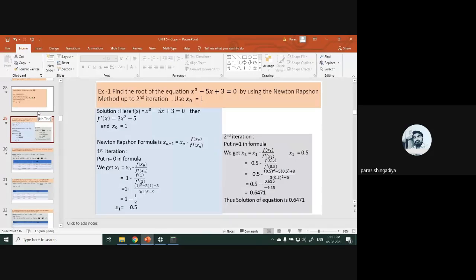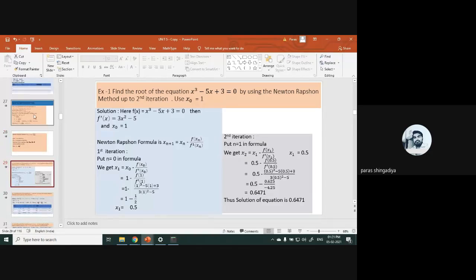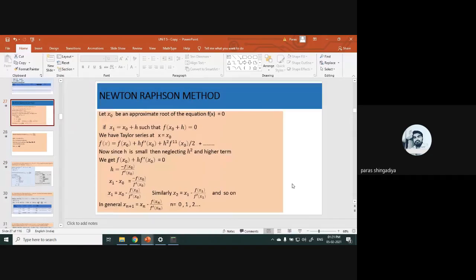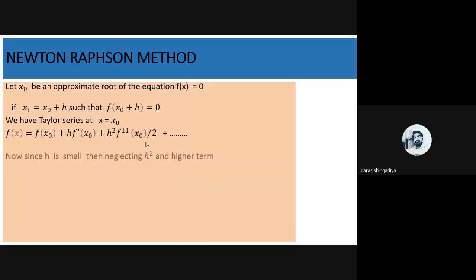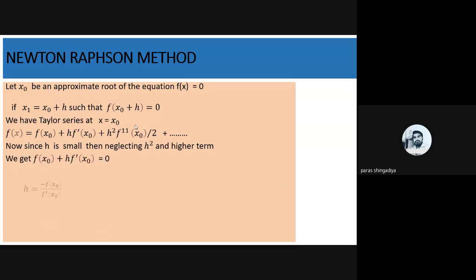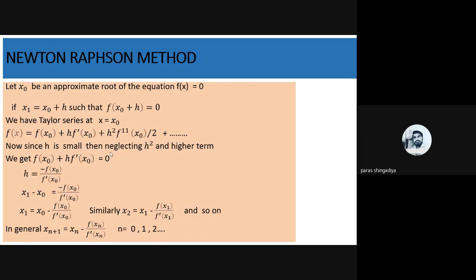In last lecture, we had discussed the method of Newton-Raphson and its procedure to derive its formula by using the Taylor series method. So this is the procedure to derive Newton-Raphson's formula by using the Taylor series method, and we have its formula, that is x_{n+1} is equal to x_n minus f of x_n upon f dash of x_n.